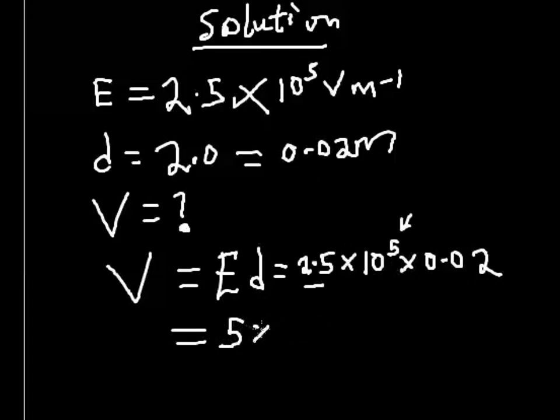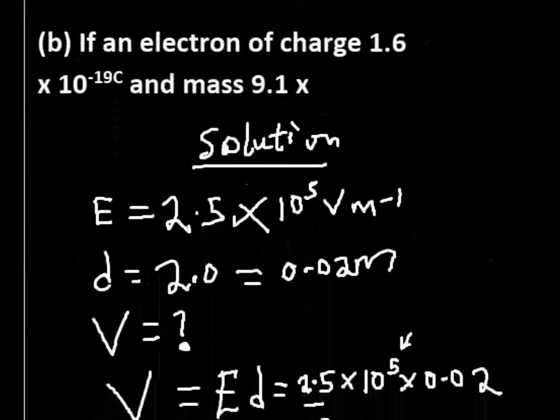So 0.02, I'm going to subtract it from this 5. I'm going to subtract how many decimal places? That's 1, 2 decimal places, so that's 2 from the 5. So I'm going to have 5 times 10 raised to the power of 3 volts. So that is the first part of the question.